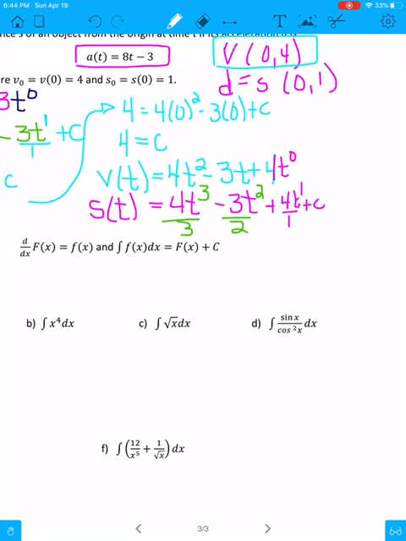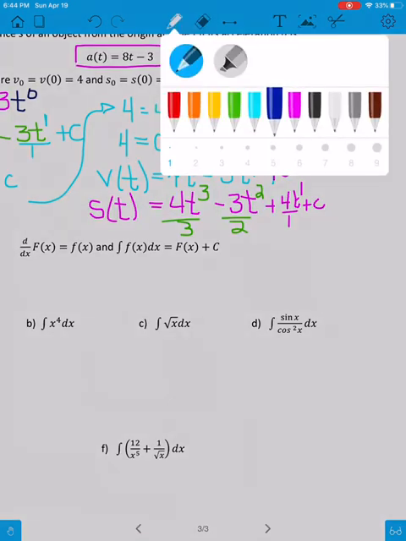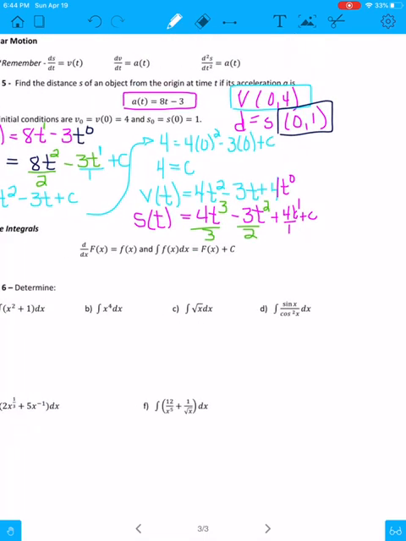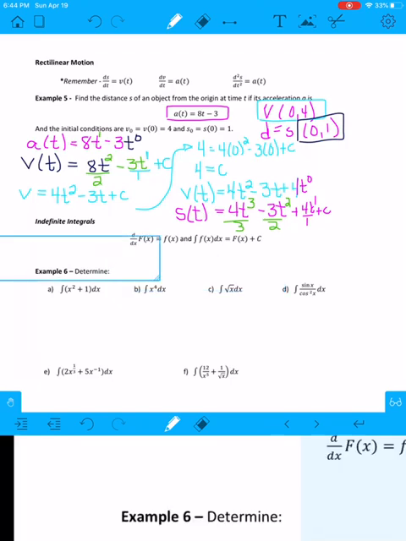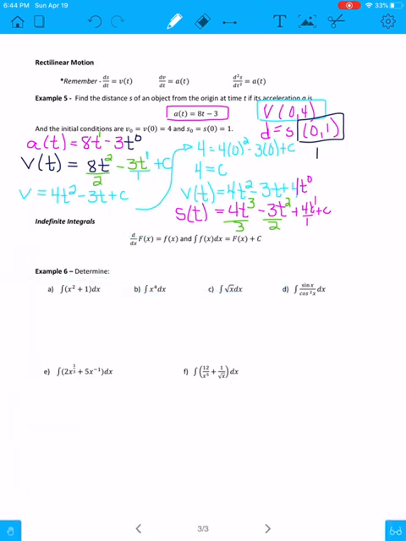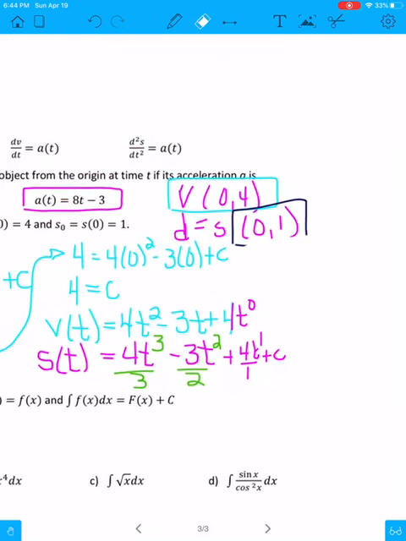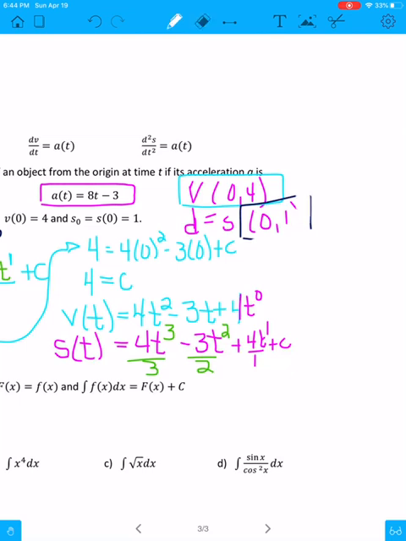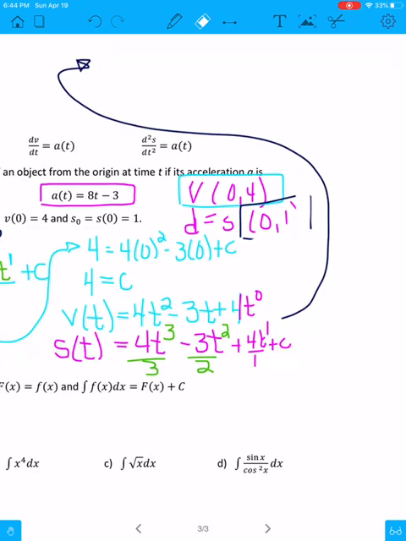Now I need to find out what that c is by using (0, 1), because that's the distance formula point. So I'm going to go 1 equals 4 over 3 times 0 cubed, minus... I'm going to get 1 first. 1 equals 4 over 3 times 0 cubed.